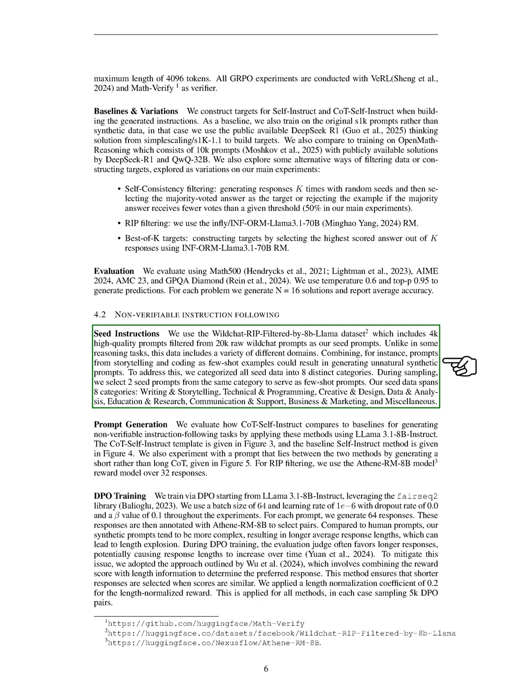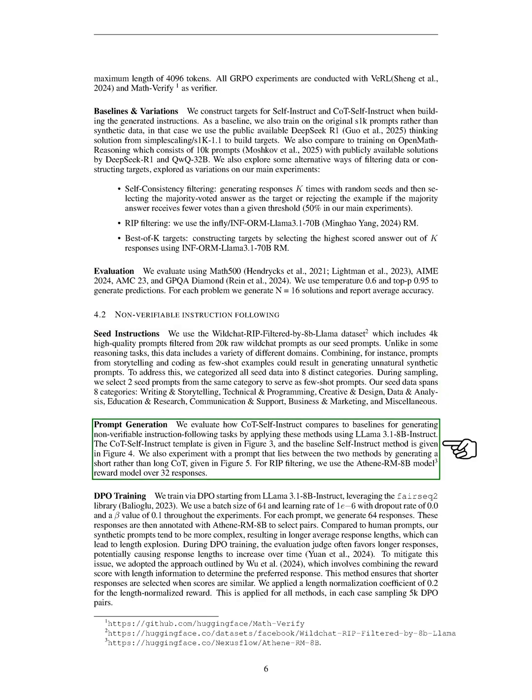For our seed instructions, we utilize the WildChat RIP filtered by Llama-3.1-8b dataset, which contains 4,000 high-quality prompts filtered from 20,000 raw prompts across various domains. To avoid unnatural prompts, we categorize the seed data into 8 distinct categories and select 2 prompts from the same category for few-shot examples. These categories include writing and storytelling, technical and programming, creative and design, data and analysis, education and research, communication and support, business and marketing, and miscellaneous.